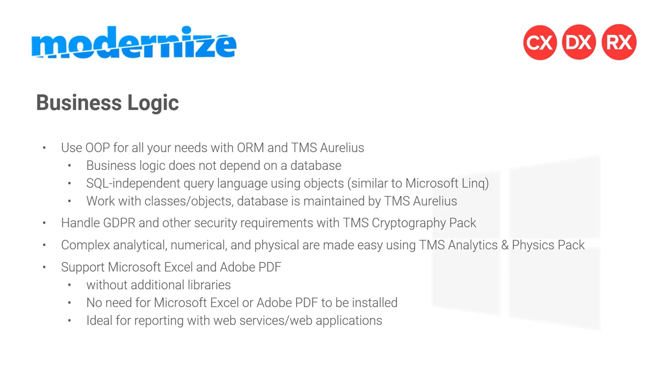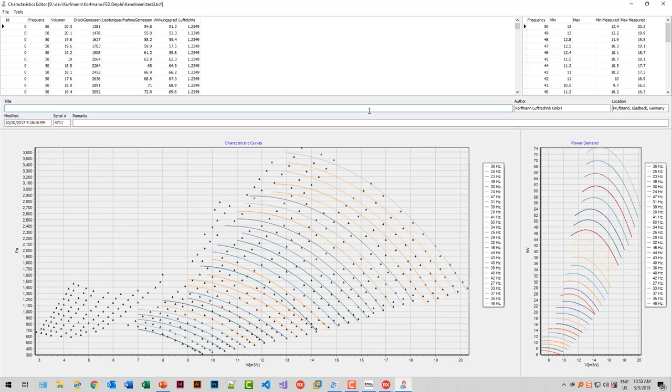And if you want to support Microsoft Excel or Adobe PDF without any additional libraries, for Adobe PDF, we now also have functionality in FNC, but if you are interested in reporting and generating PDF or graphics after that, you don't need Microsoft Excel installed on your developer machine or Adobe Acrobat installed. So this is also ideal for reporting with web services or any other web architecture. Look no farther, use FlexCel. TMS FlexCel gives you all of that.